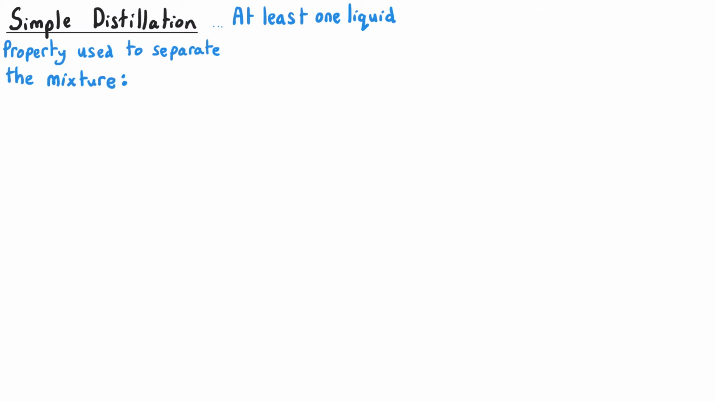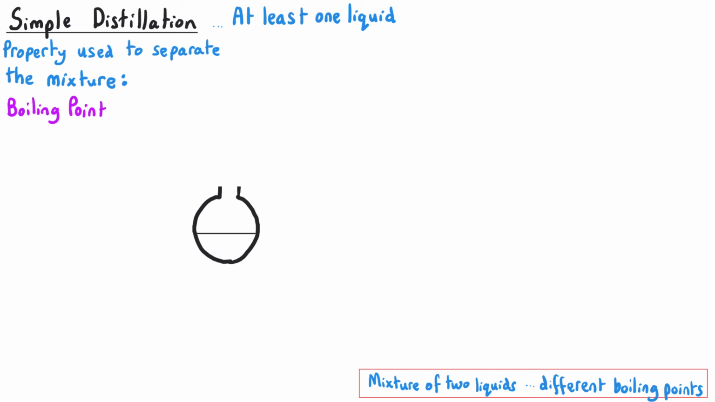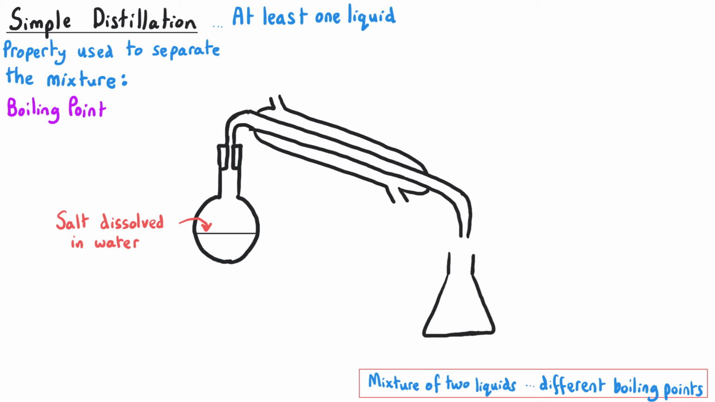And the property that we're taking advantage of to separate our liquid out from the mixture is its boiling point. If we were using a mixture of two liquids, we could use simple distillation if those two liquids had different boiling points. Or we could use this technique to separate a mixture of a liquid that has got some kind of solid dissolved in it, for instance with seawater.